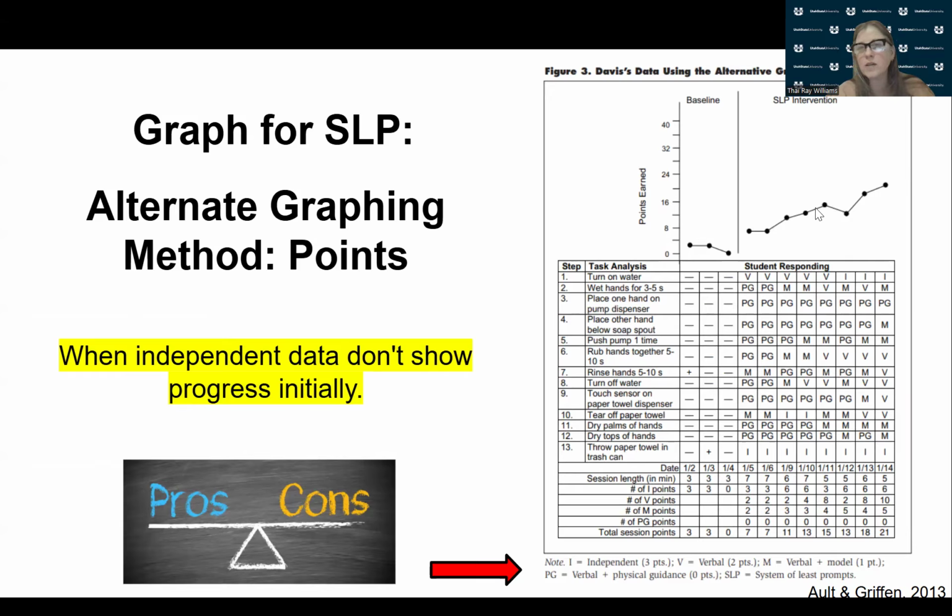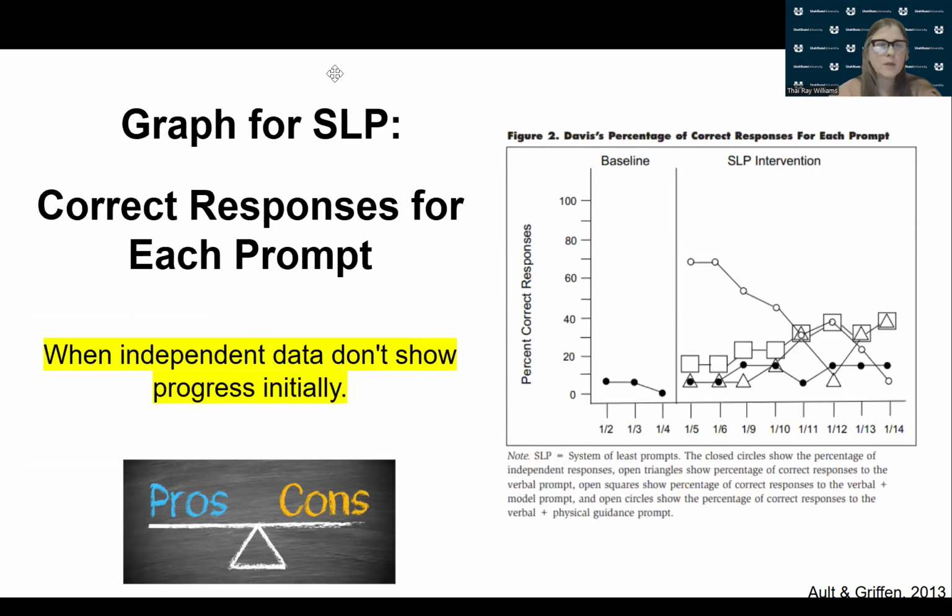And over time, the student is getting more of those steps independently, they're moving closer to independence, but that is only being shown by the total number of points the student gets, again, with a point designation down here. All right, let's keep going.